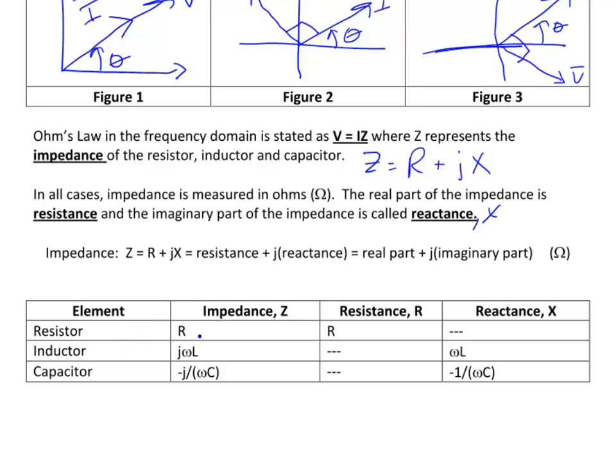So when you have a resistor, the impedance is just R, or the resistance is R. If you have an inductor, the impedance is J omega L. There is no R, and the reactance is omega L. And a capacitor can be written as, notice above we had 1 over J omega C, but that's the same as negative J over omega C. There is no real part, and the reactance is negative 1 over omega C.